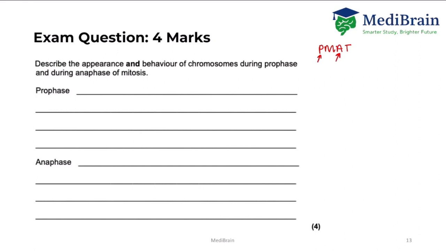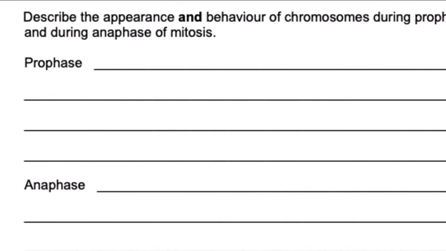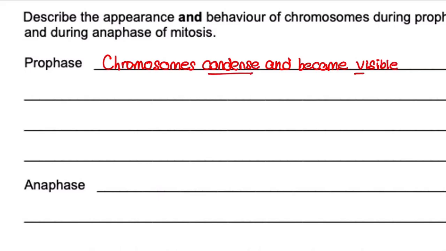And remember, in prophase, what did I say? The two key parts: your chromosomes condense and become visible. Okay, that's what you need to say, and that's going to be worth 2 marks in an exam. So that's exactly what I'm going to say here. Chromosomes condense and become visible. Okay, so your chromosomes condense and become visible.